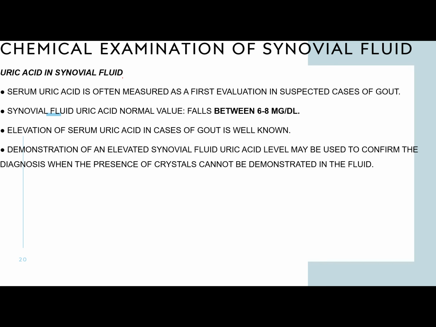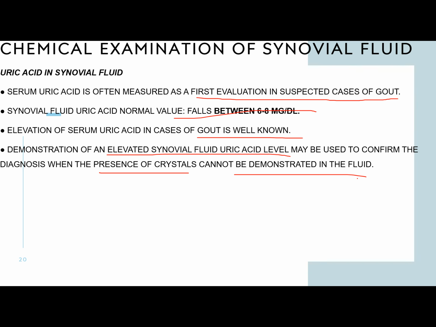Then we have your uric acid in synovial fluid. So this is often measured as a first evaluation in suspected cases of gout. Synovial fluid uric acid normal value falls between 6 to 8 milligram per dL. So elevation of serum uric acid in cases of gout is well known. Demonstration of an elevated synovial fluid uric acid level may be used to confirm the diagnosis when the presence of crystals cannot be demonstrated in the fluid.